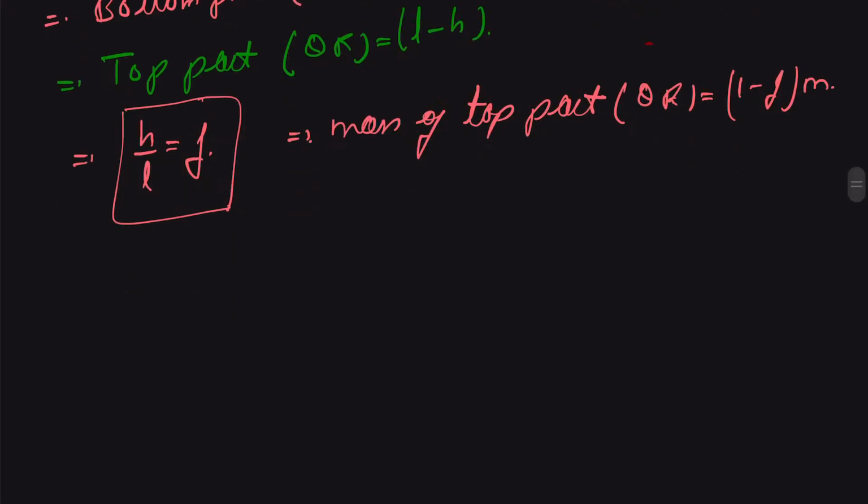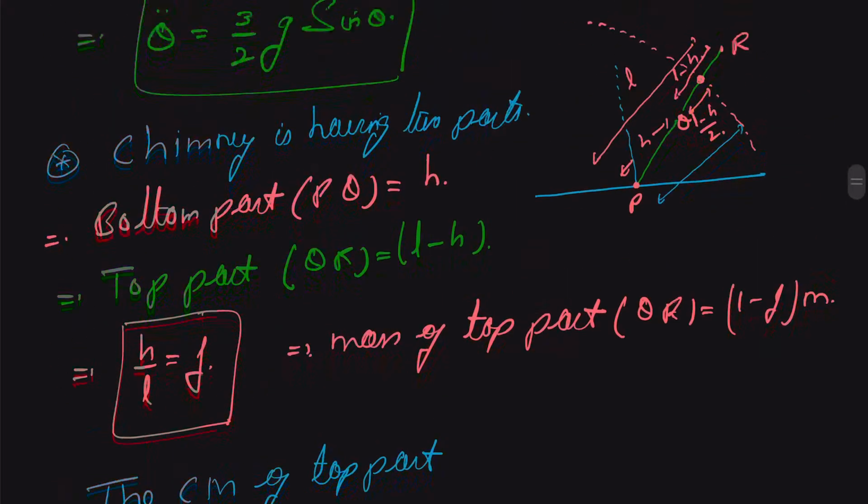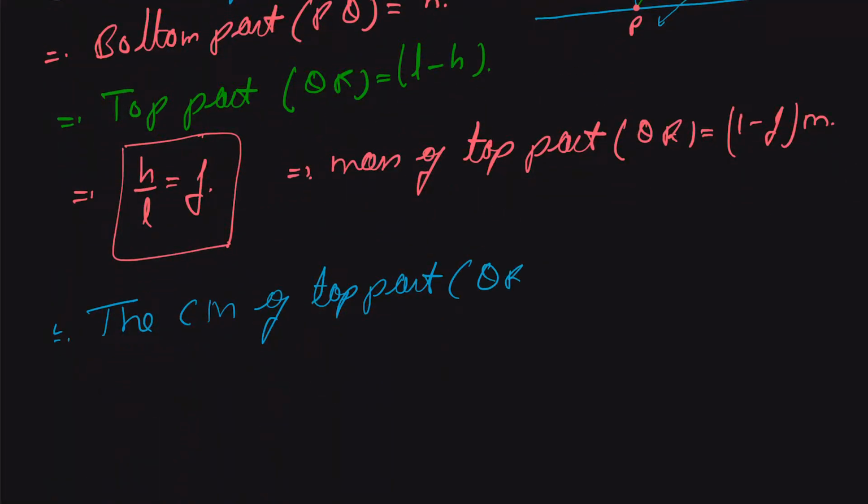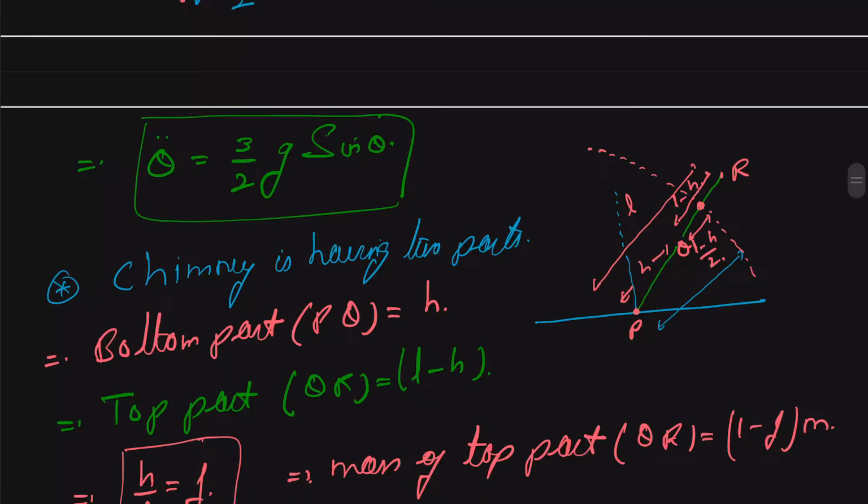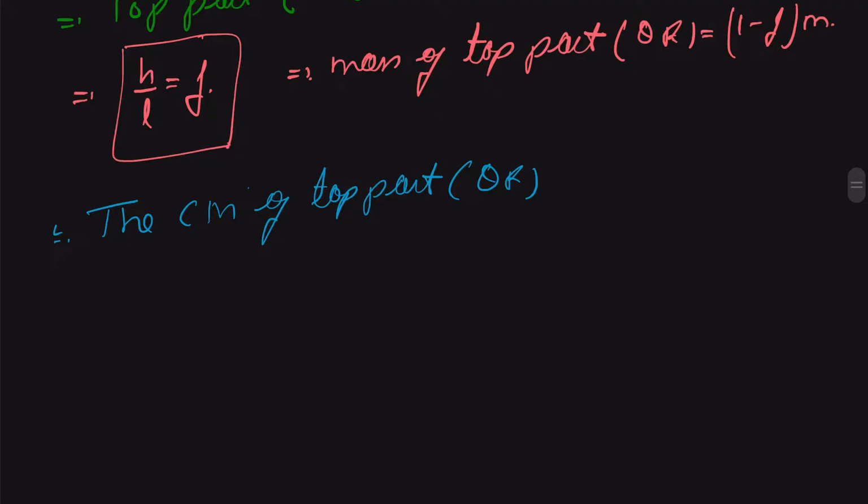And we can also say that the center of mass of the top part, and top part is our QR, and the center of mass of this QR is, let us suppose, our O. So we can say the center of mass, that is our point O of the top part, travels in a circle of radius, and we can easily find out its radius.